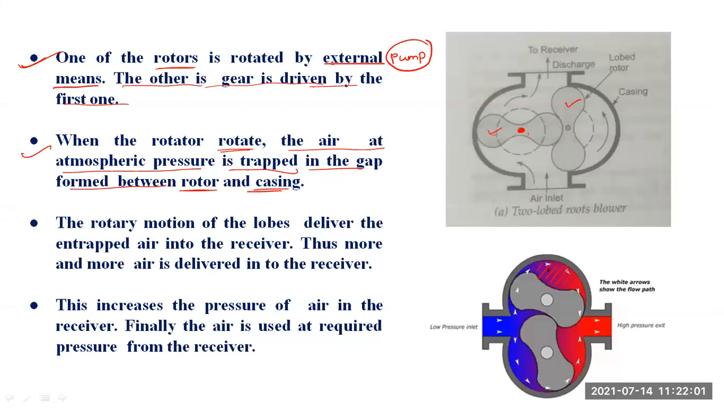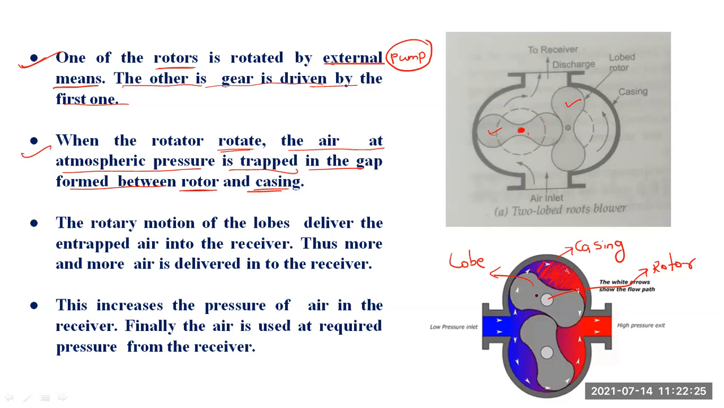Okay, what is this gap? This is the gap in between the rotor and the casing. The outside part, this is the casing. Okay, this part is the lobe, and this part is the rotor. So here one small gap will be there, you can see here.